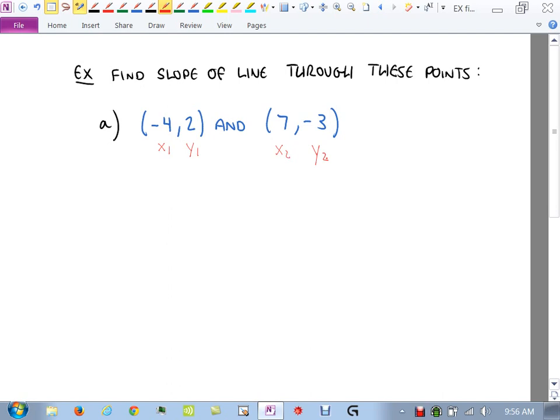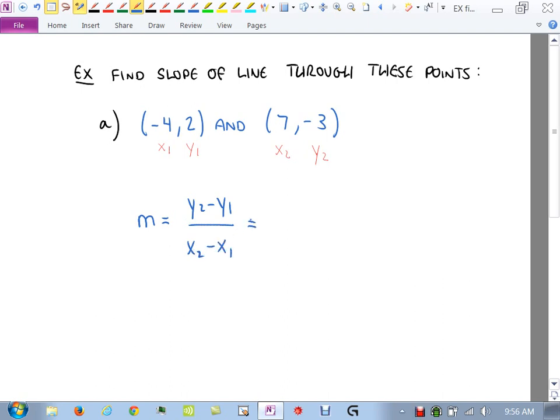That's my choice for picking my points here. What are things you can't do? Don't call this x1, x2, y1, y2. That's wrong, right? It's your x, y for your first point, your x, y for your second point. If you mix those up, then the formula is irrelevant. It's going to be wrong. Okay, so let's compute the slope now. The slope will be equal to my y2 minus my y1 over my x2 minus my x1.